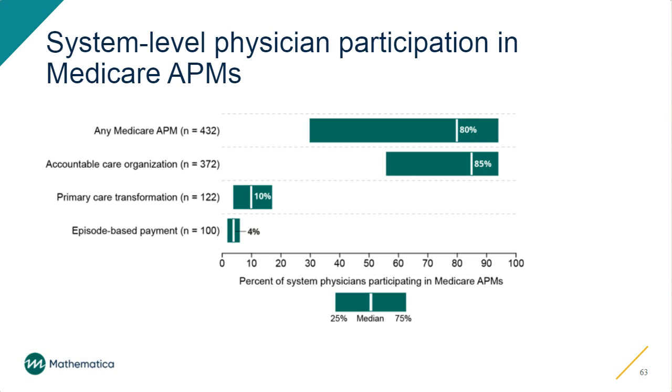And then finally, consistent with the narrower focus of episode-based payment models and primary care transformation models, these models had a smaller percent of physicians participating among those that were affiliated with systems. So for primary care transformation models, you see a median of 10% of physicians participating. And for episode-based payment models, you see a median of 4%.